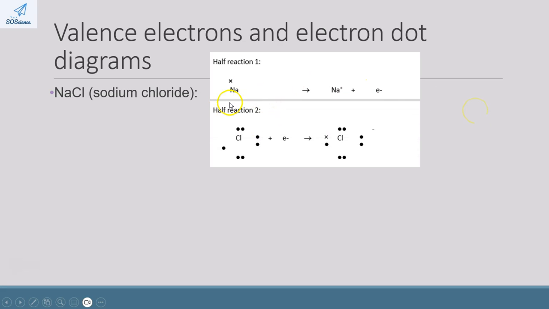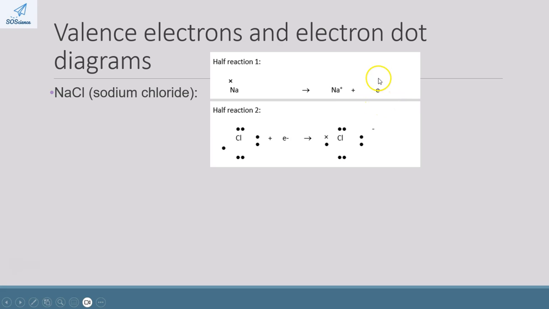The second half reaction will deal with a nonmetal. So here we've got a chlorine atom. A chlorine atom has 7 valence electrons. It needs one more electron in order to have a full outer energy level, and then it becomes the chloride ion, which is Cl-.